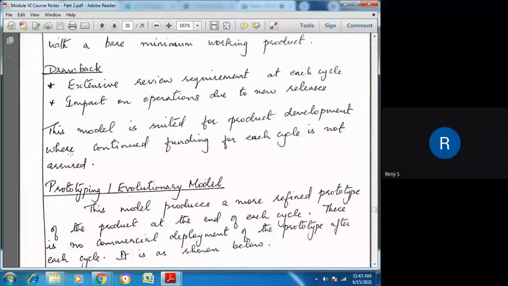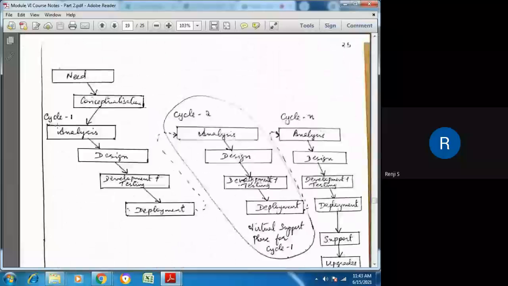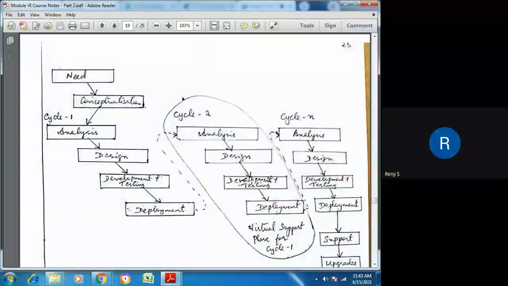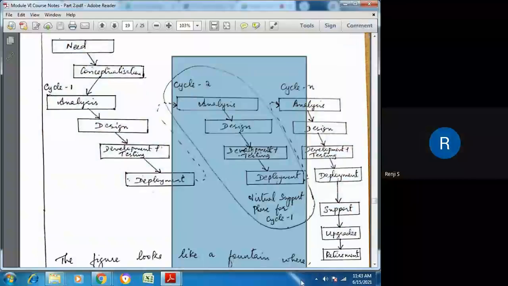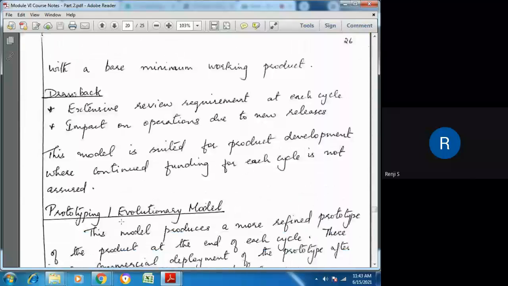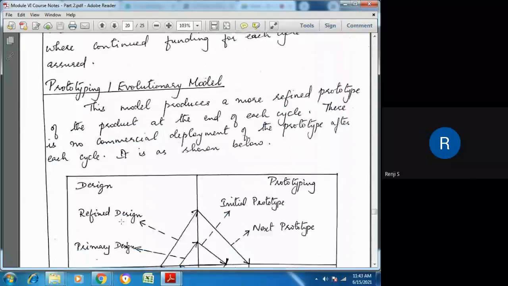So usually it is carried out in situations where the continued funding for each cycle is not assured. That is, only if the funds are available will they carry out cycle 1. And only if the next funding is available, the developers will carry out cycle 2, and so on. So where funding is not assured, this process can be used. So that is about the fountain model.